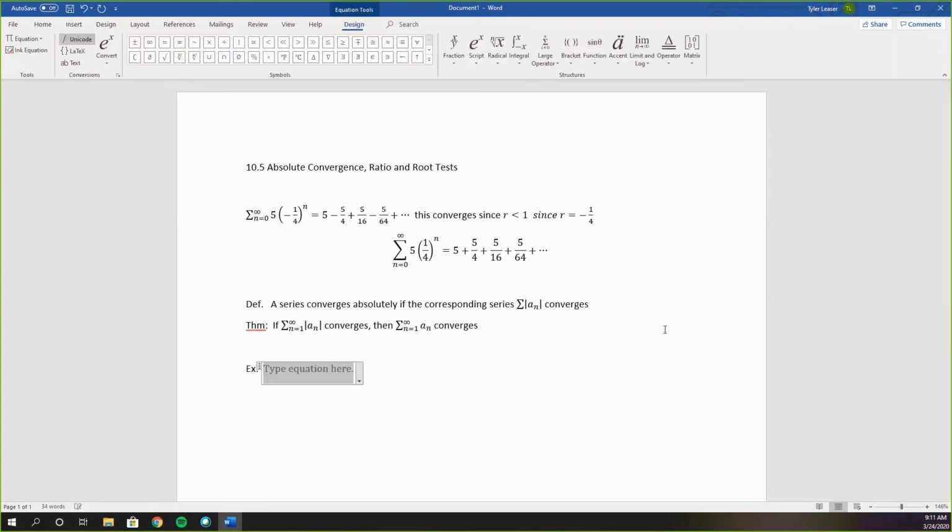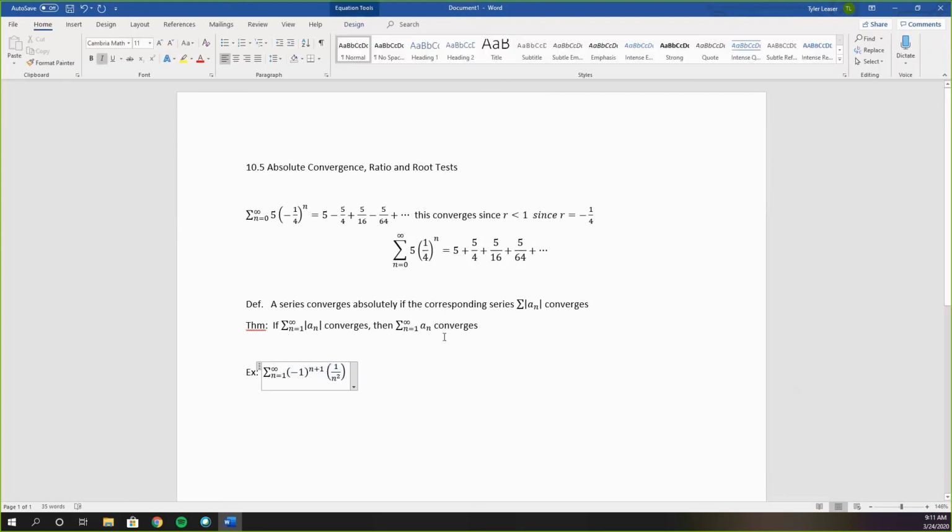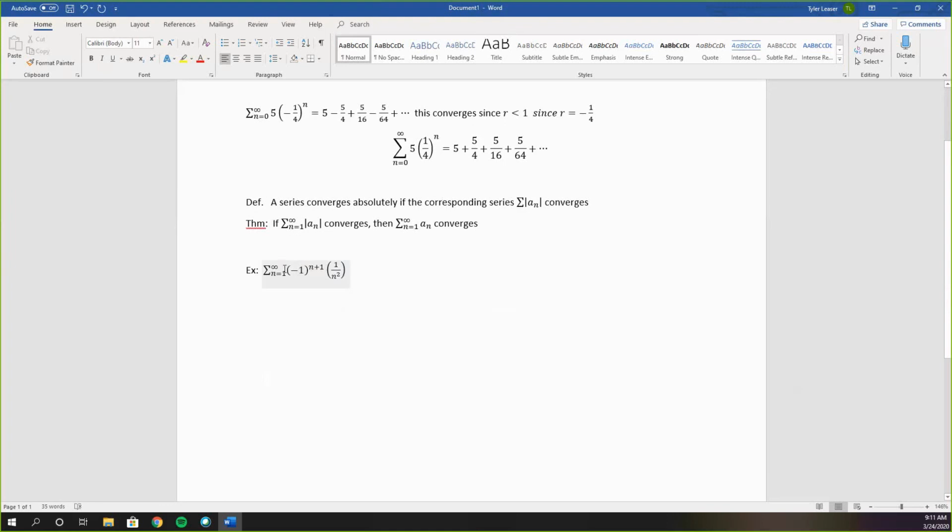So if we have the series as n goes from 1 to infinity of (-1)^(n+1) times 1 over n squared. This (-1) out in front, as my n keeps increasing, is just going to alternate my terms. We can actually write out some of these terms here.